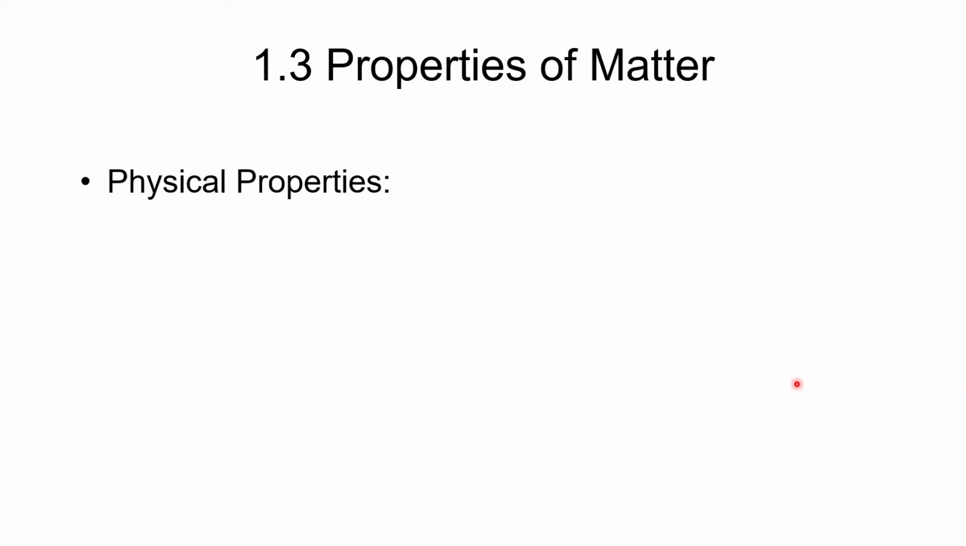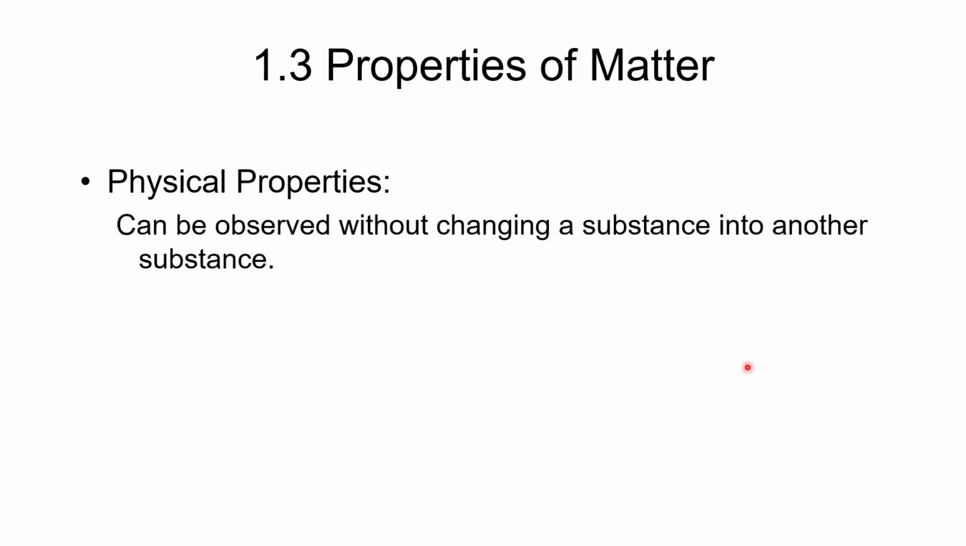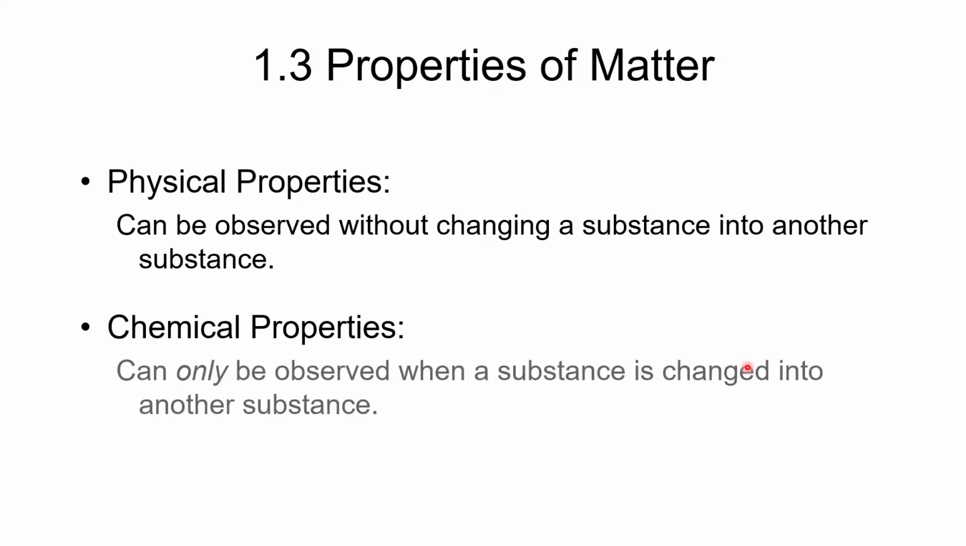So next, we want to look at the different properties of matter. And we're going to start with physical properties versus chemical properties. Physical properties are properties that can be observed without changing a substance into another substance. So the mere act of observing the property doesn't change it into something else. A chemical property, on the other hand, to make the observation of that chemical property, you're going to have to do a chemical reaction. So the substance will be converted from one thing into another thing.